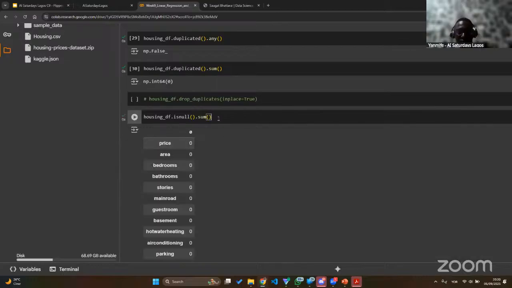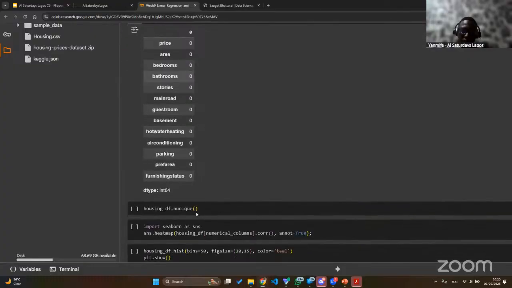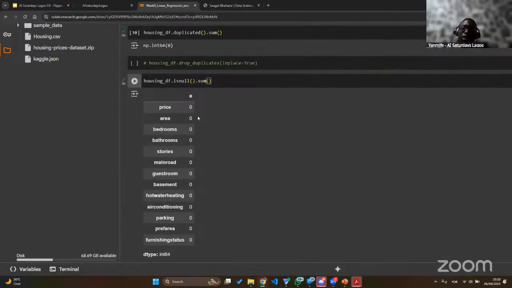Then after that, I check isnull dot sum. This is checking if I have any empty row, any row that has a null value. If there is, it will return it to me and sum it. So for this price column, is there any null value there? As you can see, I checked everything. There is no null value in it.